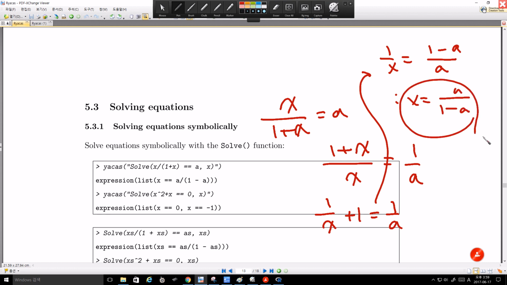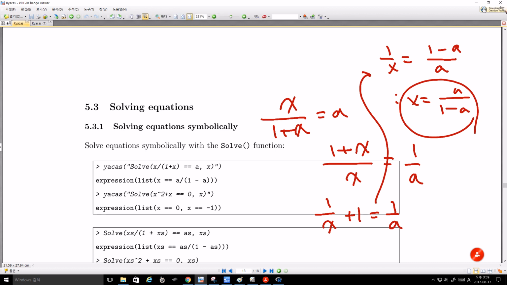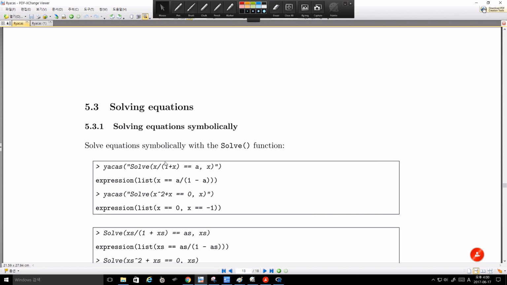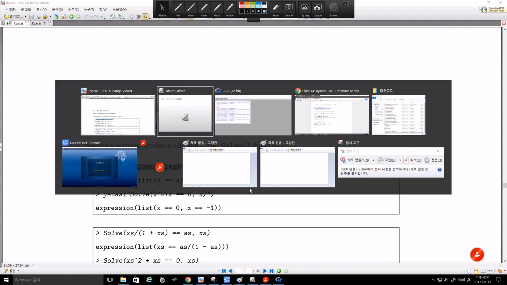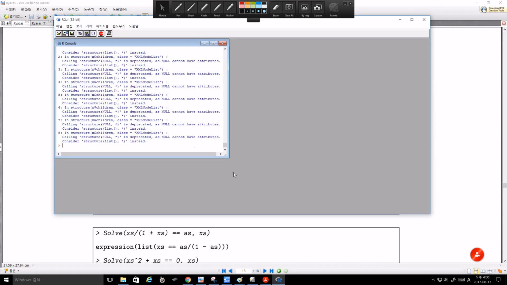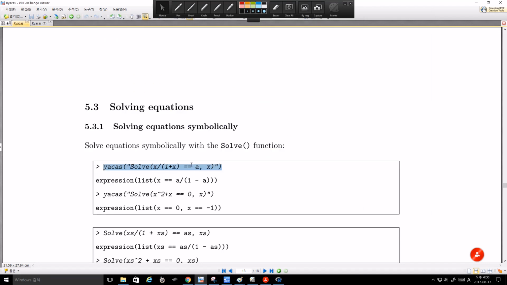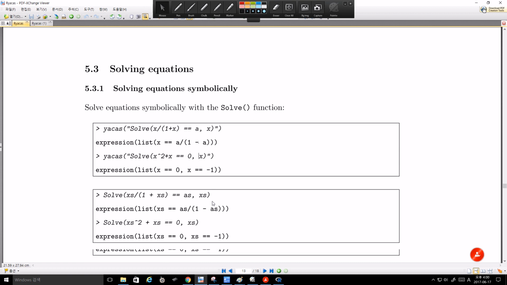We can solve this one easily, but Ryacas can do it even quicker, right? So solve x over 1 plus x equals a with respect to x. Then, yeah, a lot of error, but still we got the solution. We got the solution over here. Now we solve x squared plus x equals 0, then we have two solutions, 0 and minus 1, and we got it.